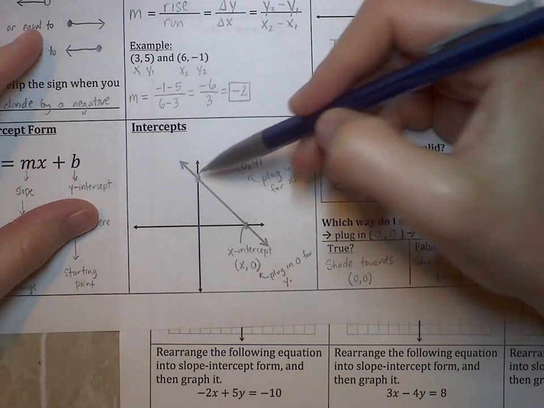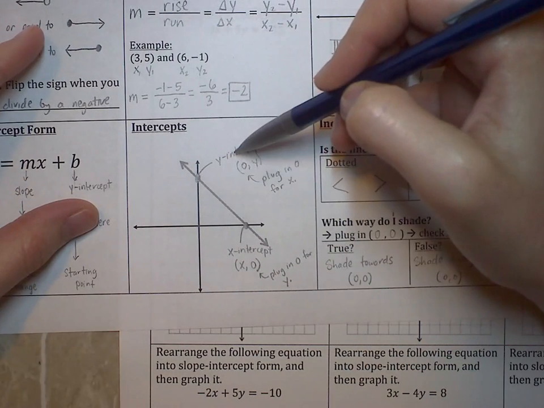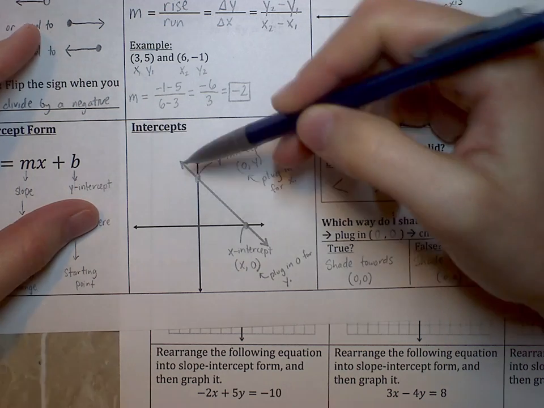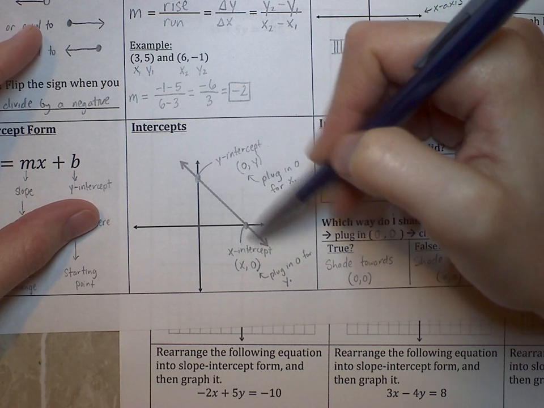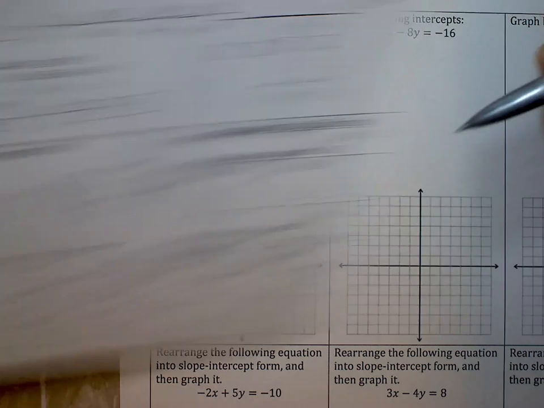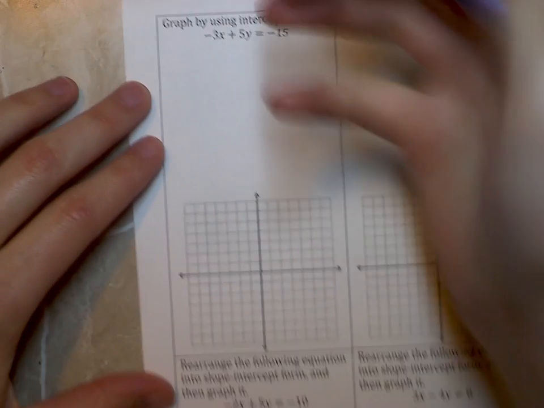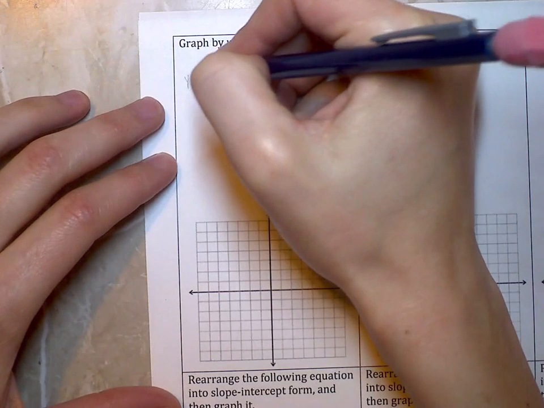Remember, the intercepts are the y-intercept. How do I get it? I plug in 0 for x. And the x-intercept. How do I get it? I plug in 0 for y. Okay? So, the way that I use intercepts is I find both intercepts.